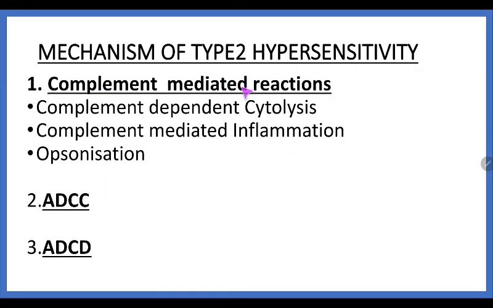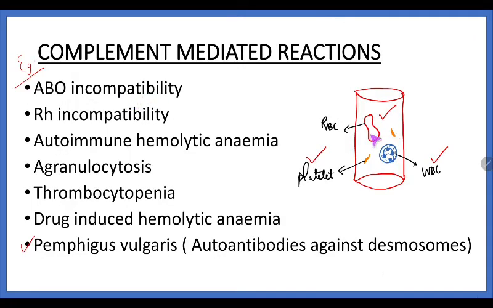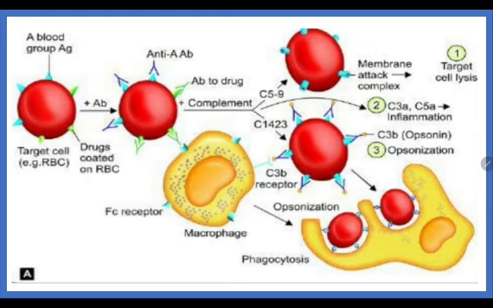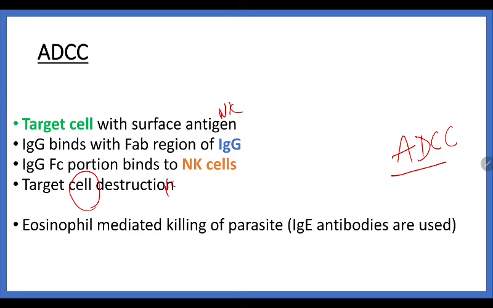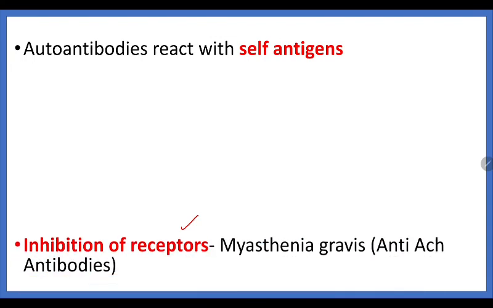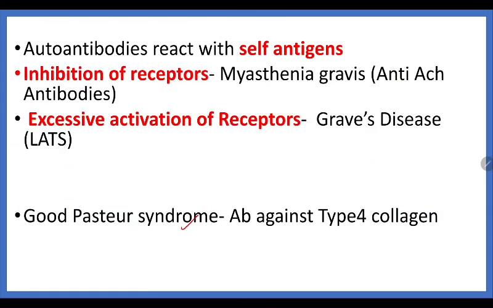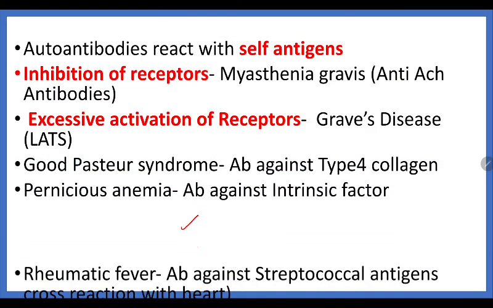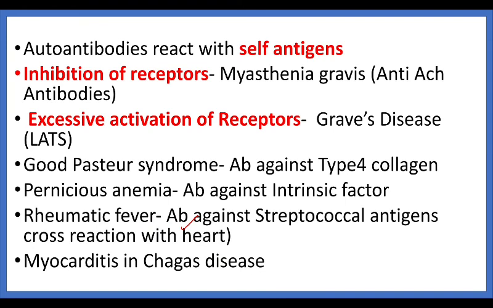Mechanism is complement mediated reaction, ADCC and ADCD. Some examples are RBC, platelet and WBC related diseases and one important bullous disease of skin, that is pemphigus vulgaris. ADCC, and then ADCD have classical examples such as myasthenia gravis, Graves' disease, Goodpasture syndrome, pernicious anemia, rheumatic fever and myocarditis in Chagas disease.